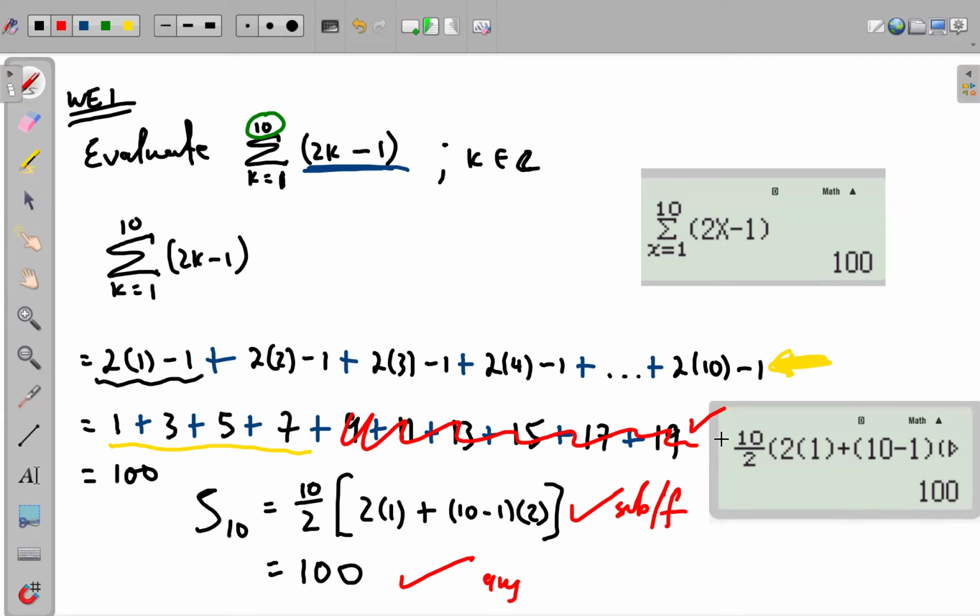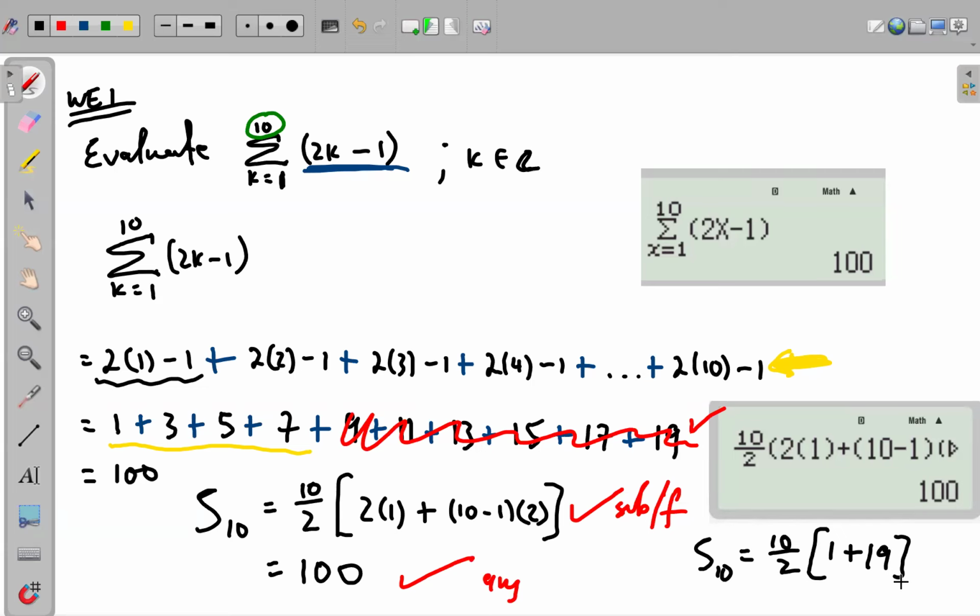For those of you who prefer using the formula that deals with the last term, you could have also gone S10 is equal to 10 over 2 into a, which is 1, plus the last term, which is 19, like that.